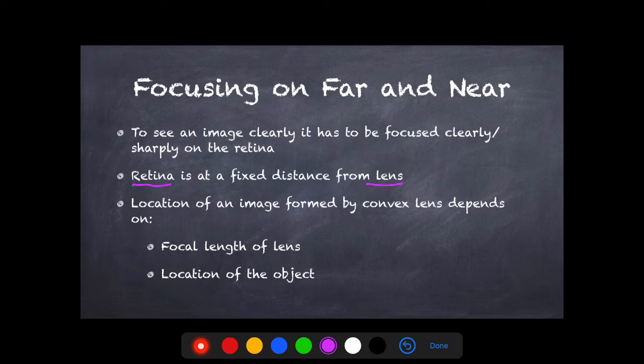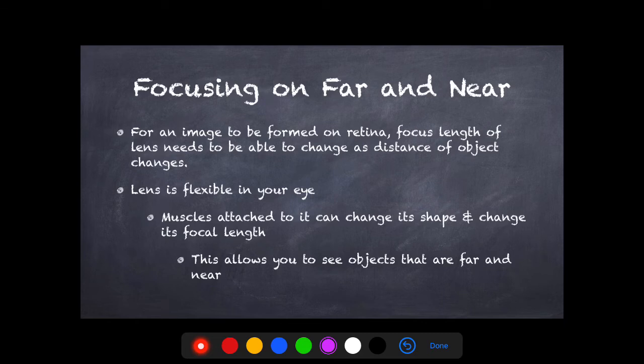So there are two things that determine how you're going to see an image formed on your retina. The location of an image formed by your convex lens depends on 1, the focal length of the lens, and 2, the location of the object. So where is that object? Is it closer to you? Is it further than you? So for an image to be formed on the retina, the focal length of the lens needs to be able to change as the distance of the object changes.